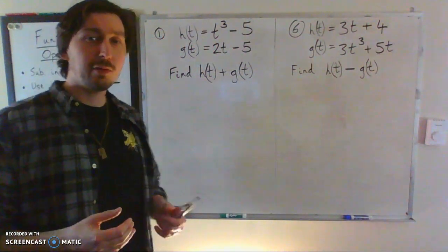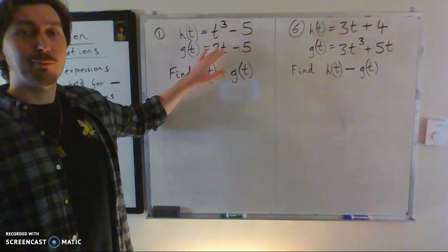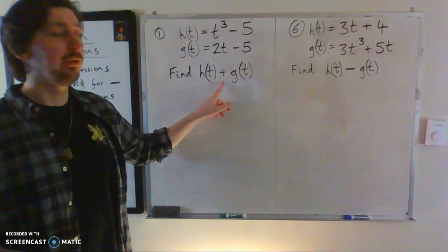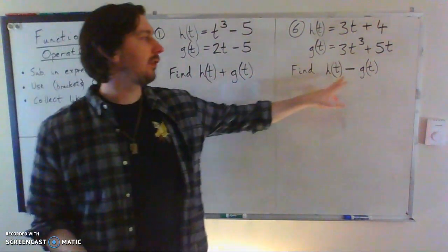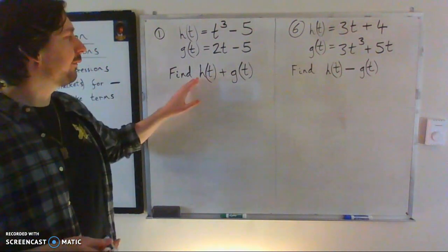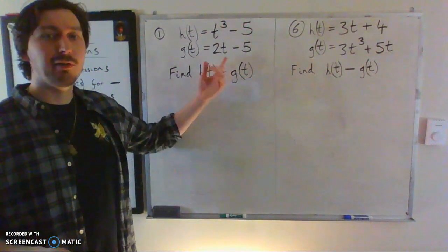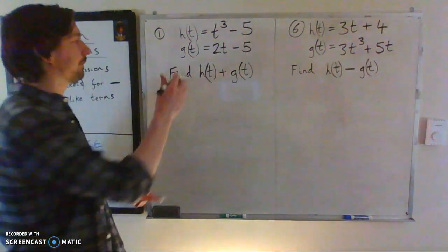This isn't too difficult, like I was saying. Each question has two different expressions and it tells you what to do. I think the first 4 questions are adding and then the last 4 questions are subtracting. So all I'm going to do is find h(t) plus g(t). I'm going to sub in h(t) and g(t) with the expressions here.